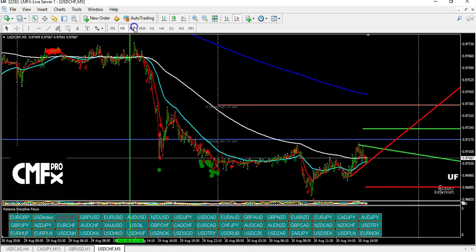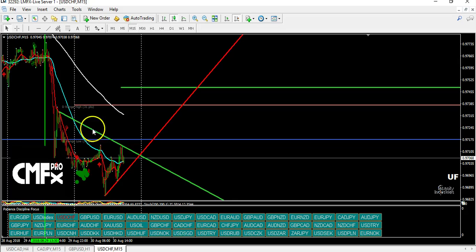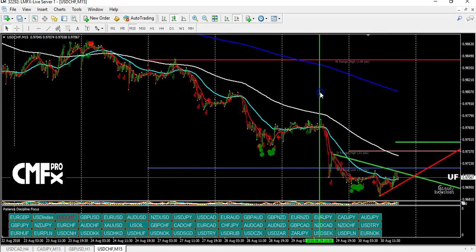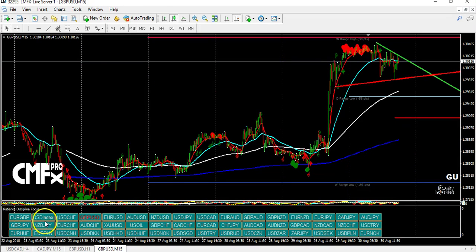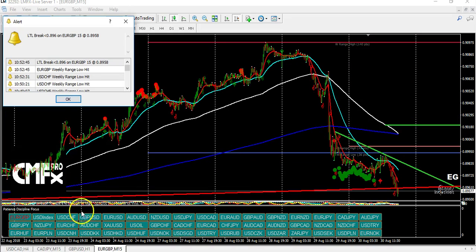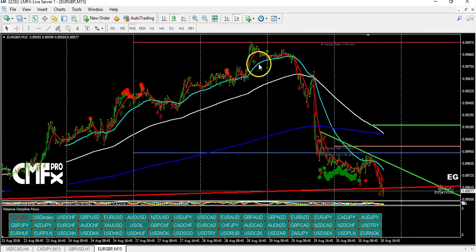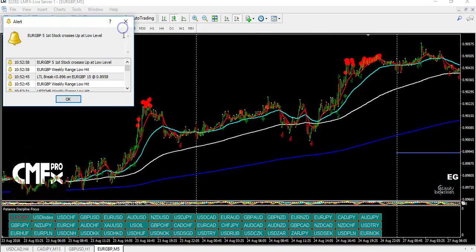Okay. Let's see here. Get rid of this line. Let's see. Did I do GU already? Yes. Let's get back to Euro Great Britain. This was a nice hit, like I said. If you don't see any exhaustion against any of these levels, walk yourself down. You will find it.